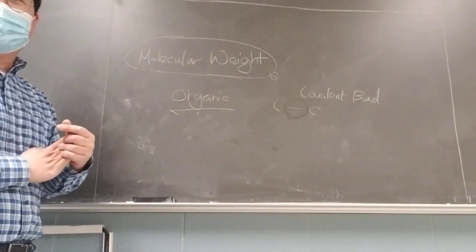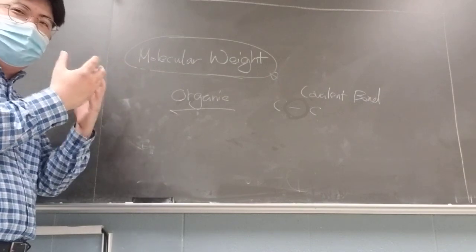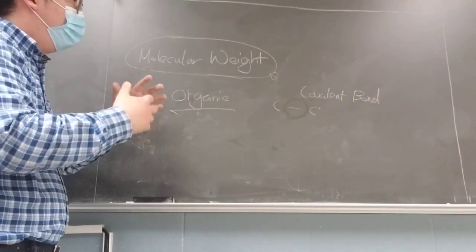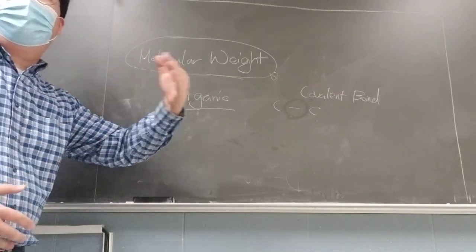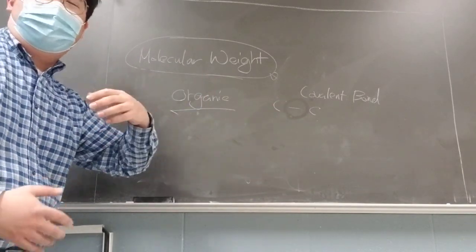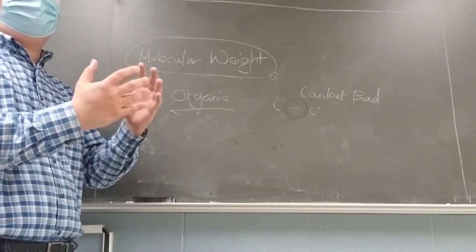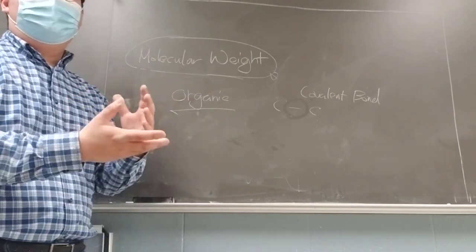But for your exam, this is how it works. If it's a covalent bond, you're free to use molecular weight. But if it's an ionic compound, you should just use formula weight instead of molecular weight. If you use molecular weight, I would say that's not really perfect, but I wouldn't blame you.